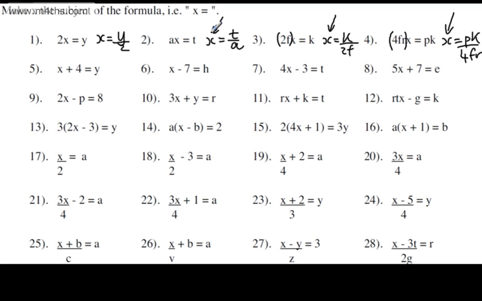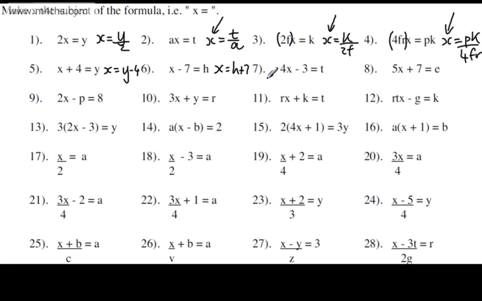Okay, let's look at the next one. This one's nice and straightforward. X plus 4 is equal to y. So if we think x started its life off, it had 4 added, it became y. So we simply subtract now 4 from both sides. So it's y minus 4. X minus 7 was equal to h. So if we add 7 to both sides, x is going to be equal to h plus 7, or 7 plus h.